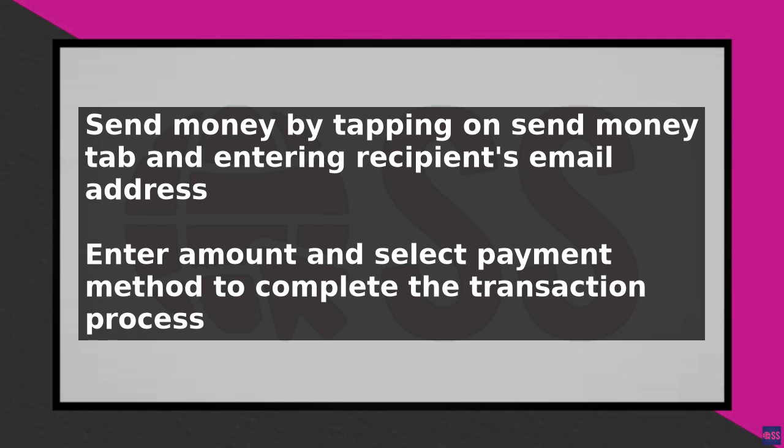In addition to sending and receiving money, the PayPal app also allows you to make online purchases and pay bills. To do this, tap on the Shop tab and browse through the available merchants. You can also use the PayPal app to pay bills such as utility bills and credit card bills.